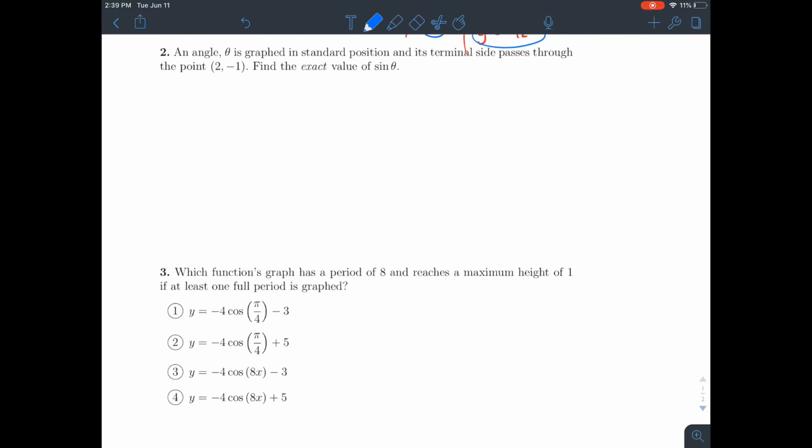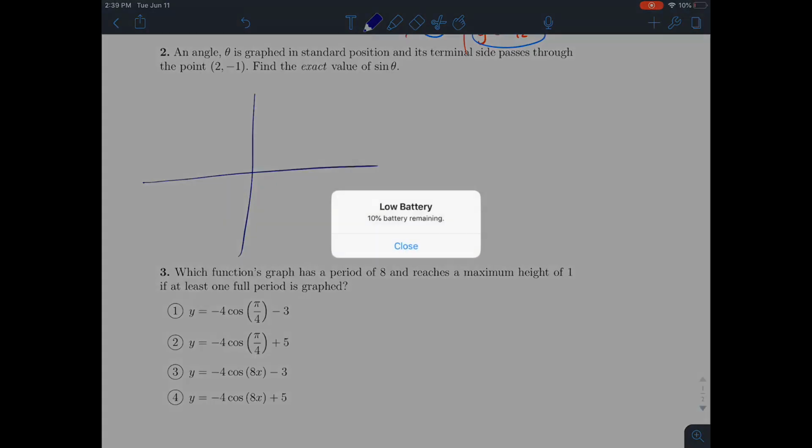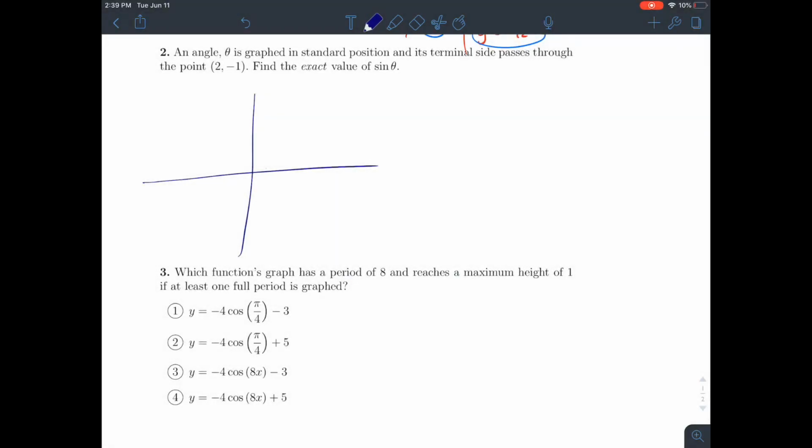An angle theta is graphed in standard position. All right, whenever they say that, we should graph it in standard position. The terminal side passes through the point (2, negative 1). Find the exact value of sine of theta.